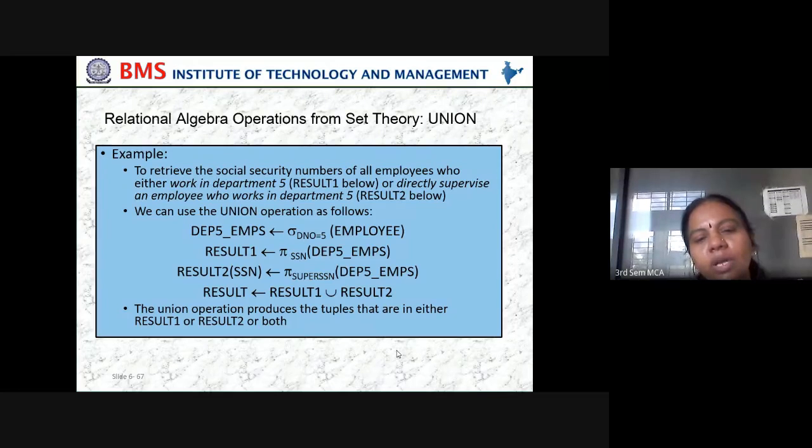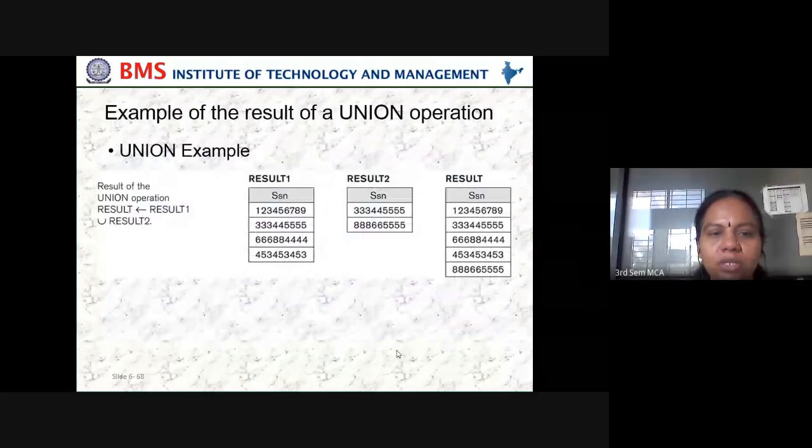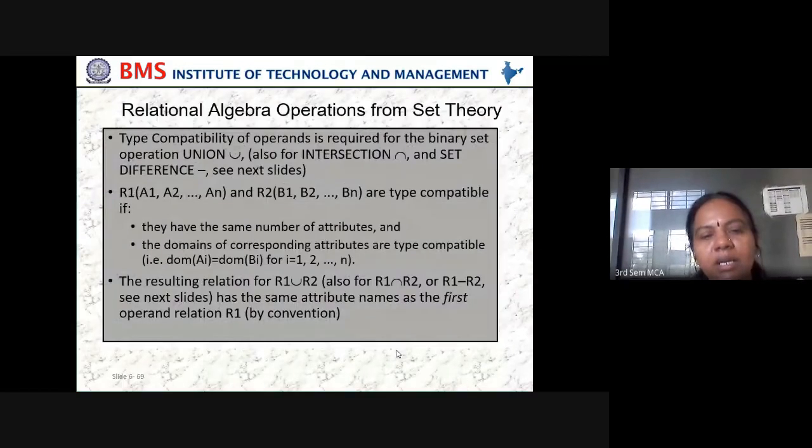So I want the employee details of those who are working for department 5, and those USN numbers we want. Then I want who is the manager for that particular USN. Combine these two, that is result 1 and result 2. So that is result 1, result 2 and the result. So then set theory: union, intersection and difference. So then R1, R2, B, A1 like that, B1, B2 values. So what is R1 union R2?